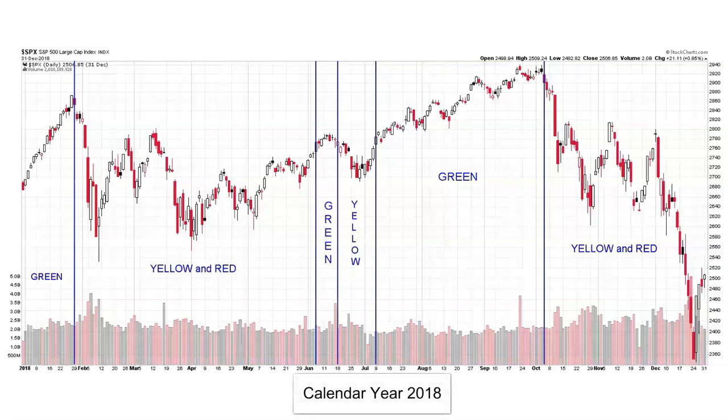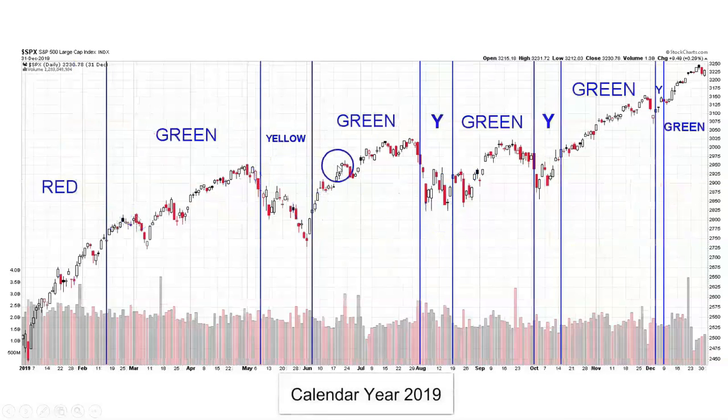Okay, a quick refresher on the simple market signals and how they can help you. The signals are green, yellow, and red. The green signal is the best risk-reward ratio for equity investors, and what you're going to find is that the stock market makes most of its upward progress when the signal is green, okay?